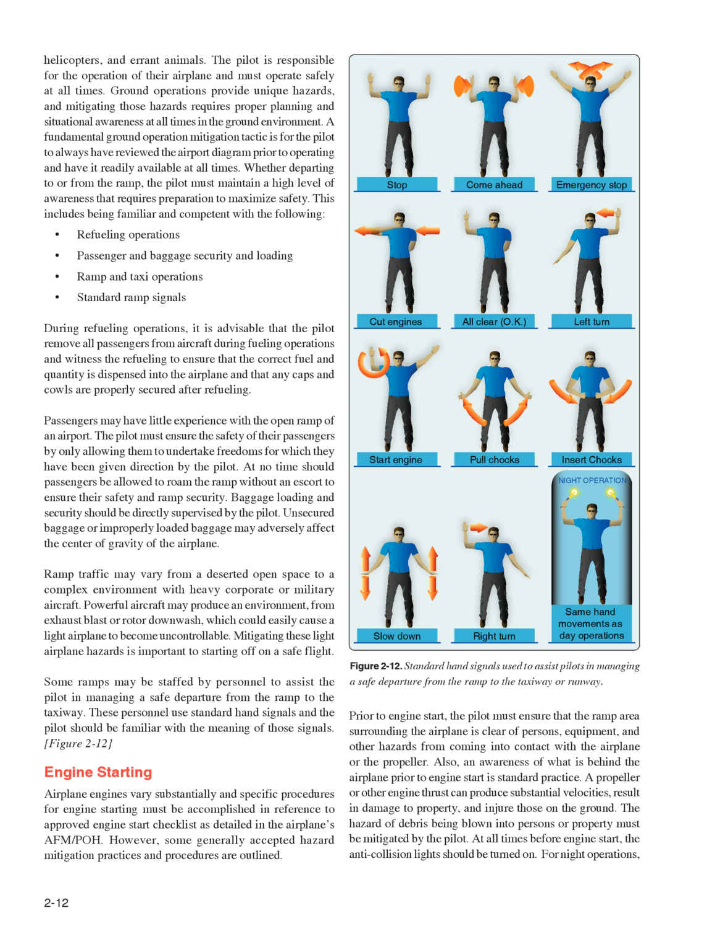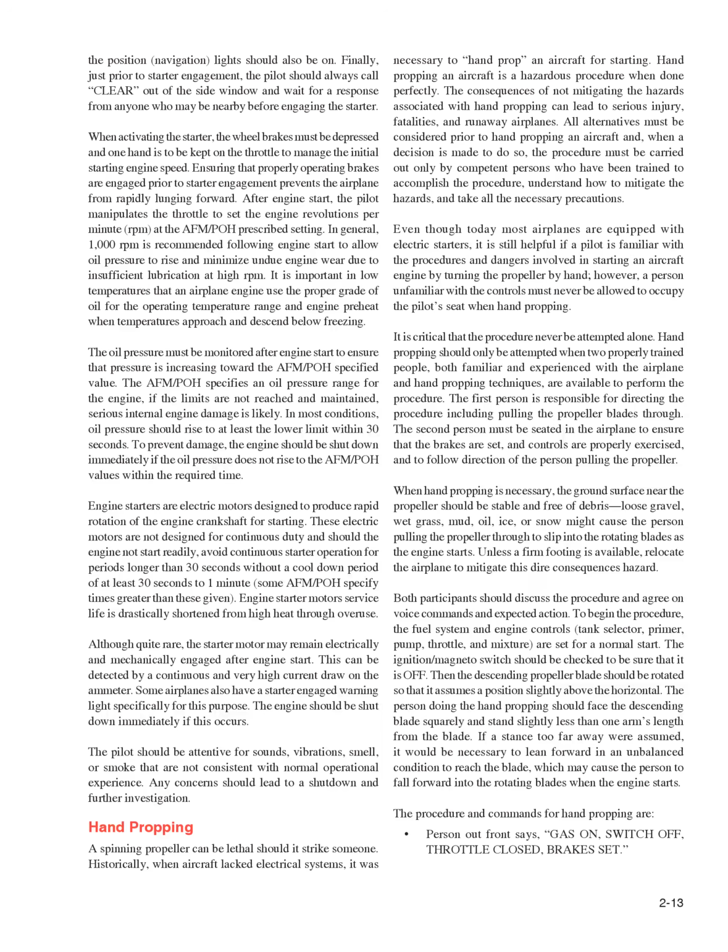A propeller or other engine thrust can produce substantial velocities, result in damage to property, and injure those on the ground. The hazard of debris being blown into persons or property must be mitigated by the pilot. At all times before engine start, the anti-collision lights should be turned on. For night operations, the position and navigation lights should also be on. Finally, just prior to starter engagement, the pilot should always call "clear" out of the side window and wait for a response from anyone who may be nearby before engaging the starter.